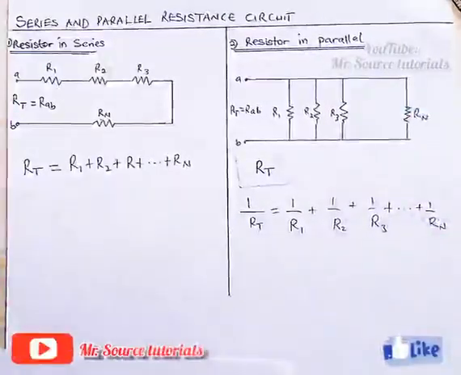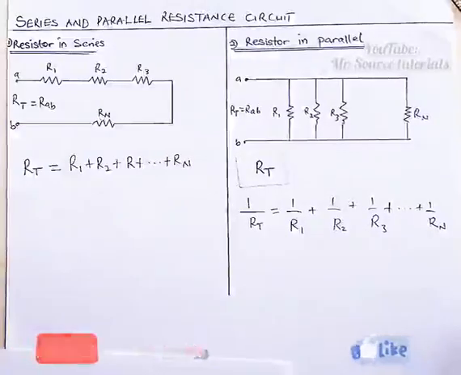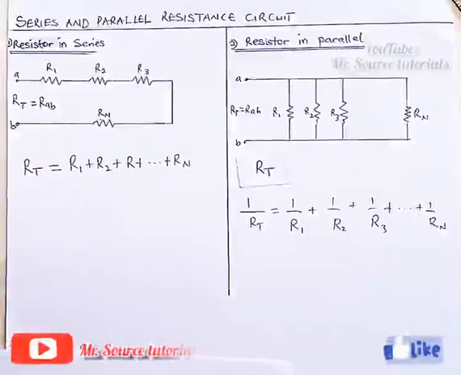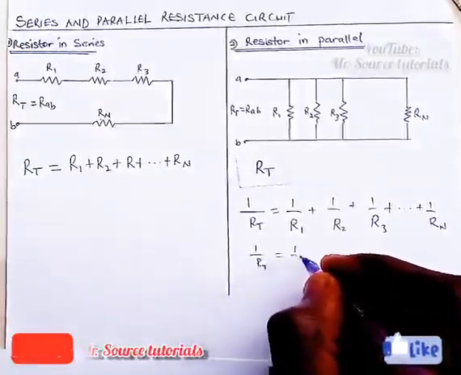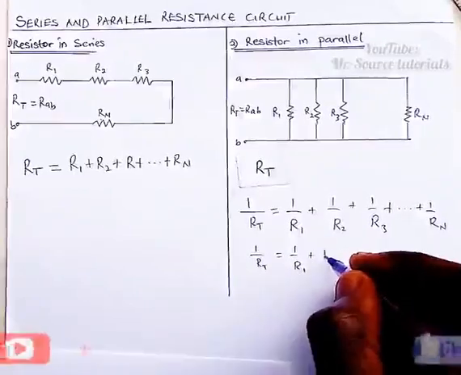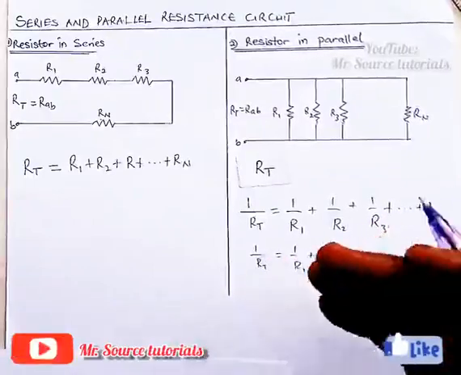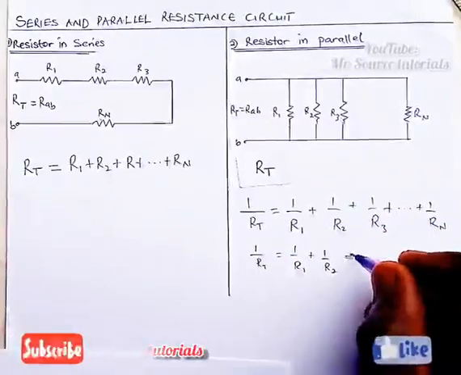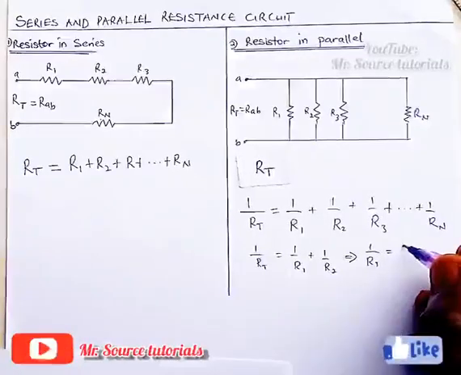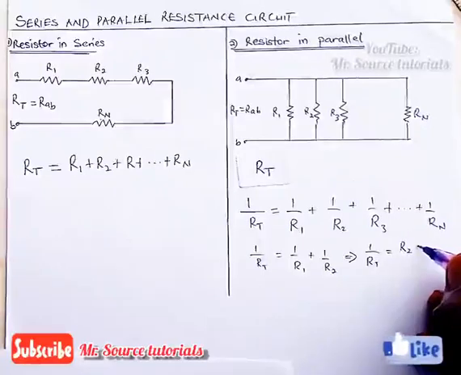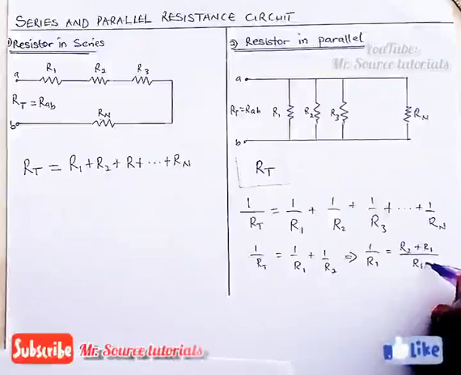There is no point in cramming the formula. But basically, if you have two resistors in parallel, that is, 1 over R total equals 1 over R1 plus 1 over R2, then if you do the basic mathematics, you find that 1 over R total equals R2 plus R1 divided by R1 R2.